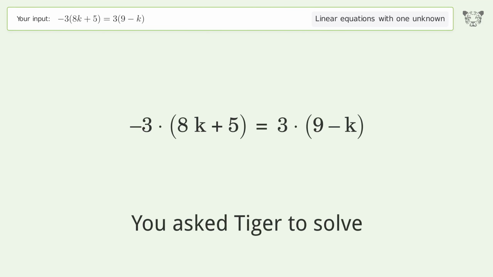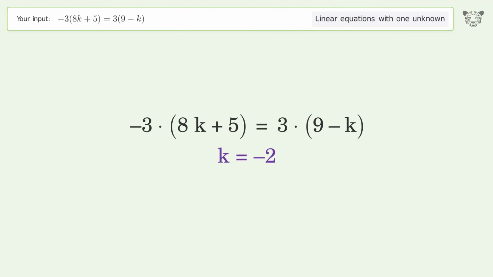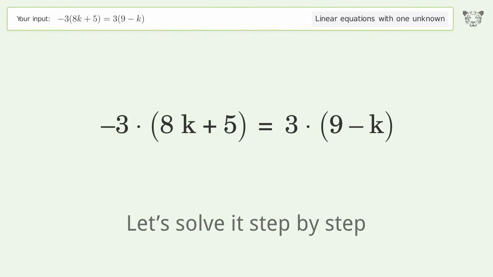You asked Tiger to solve this. It deals with linear equations with one unknown. The final result is k equals -2. Let's solve it step by step.